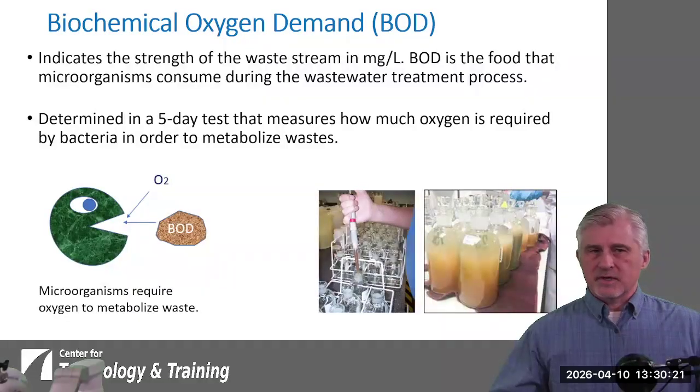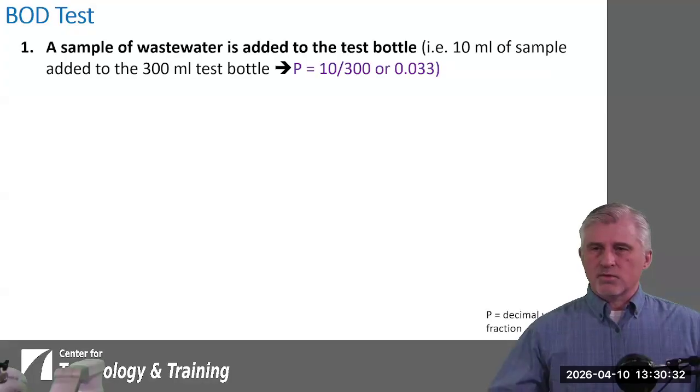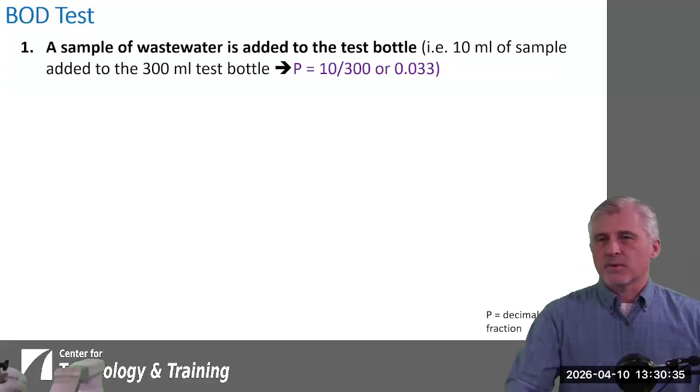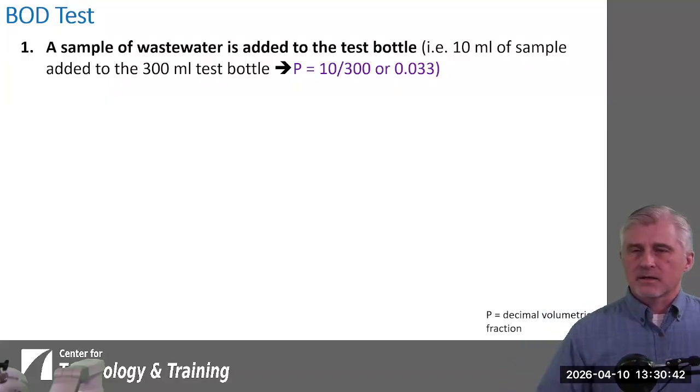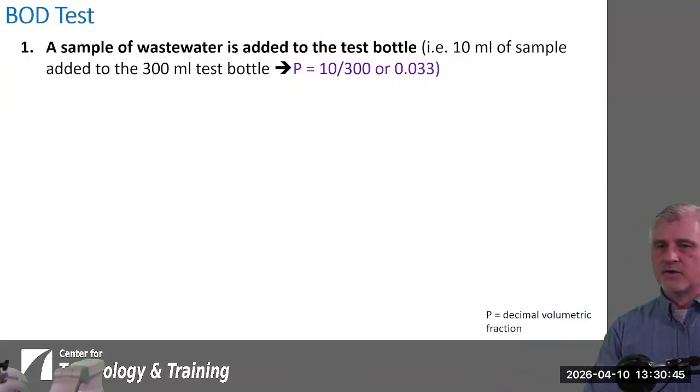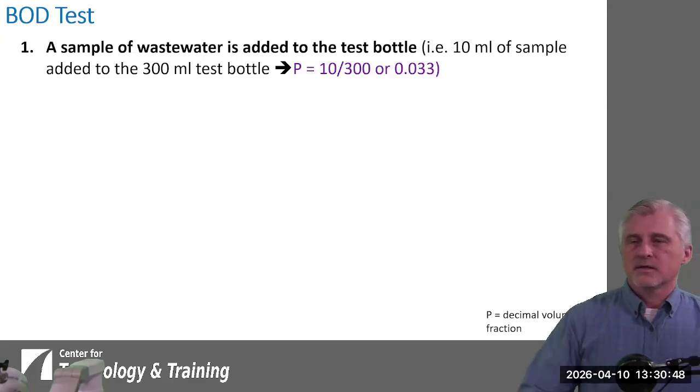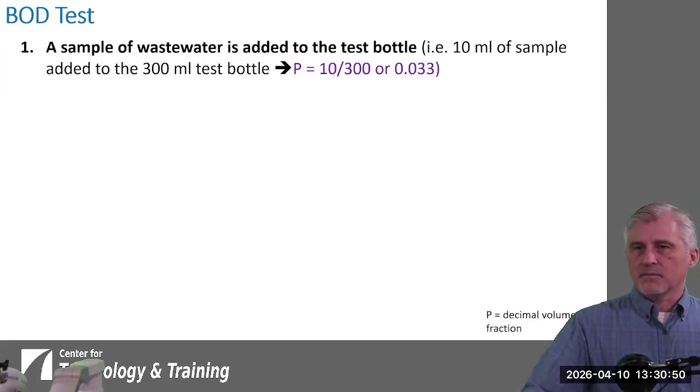There are just some examples of some test procedures and what things might look like in a laboratory. So for a BOD test, we take a sample of wastewater and add it to a test bottle. For example, 10 milliliters of sample is added to a 300 milliliter test bottle. That decimal volumetric fraction, the P in that case, would be equal to 10, the sample size, divided by the amount of the test bottle. So 10 divided by 300, or 0.033.